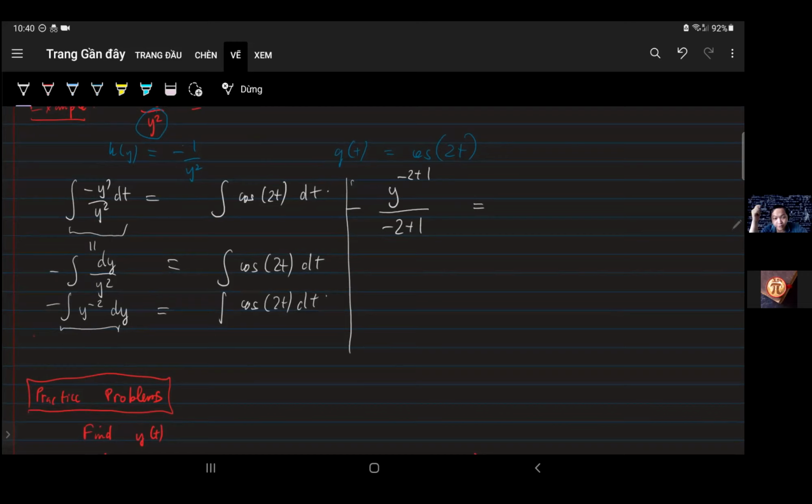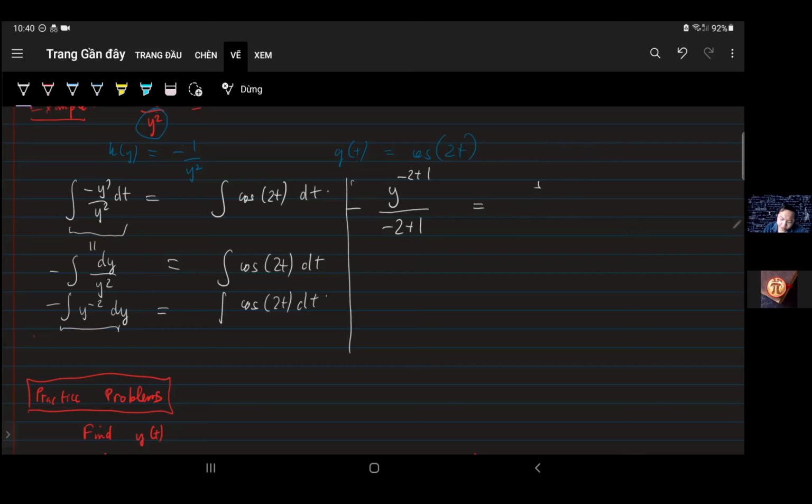When you don't remember, you can remember it like this: sine, you take the derivative, it becomes cosine, and cosine, you take the derivative, it becomes negative sine. Sine derivative becomes cosine, and cosine derivative becomes negative sine. So that implies the integral, the antiderivative. So the antiderivative of cosine is sine. That is the way you can remember it easily.